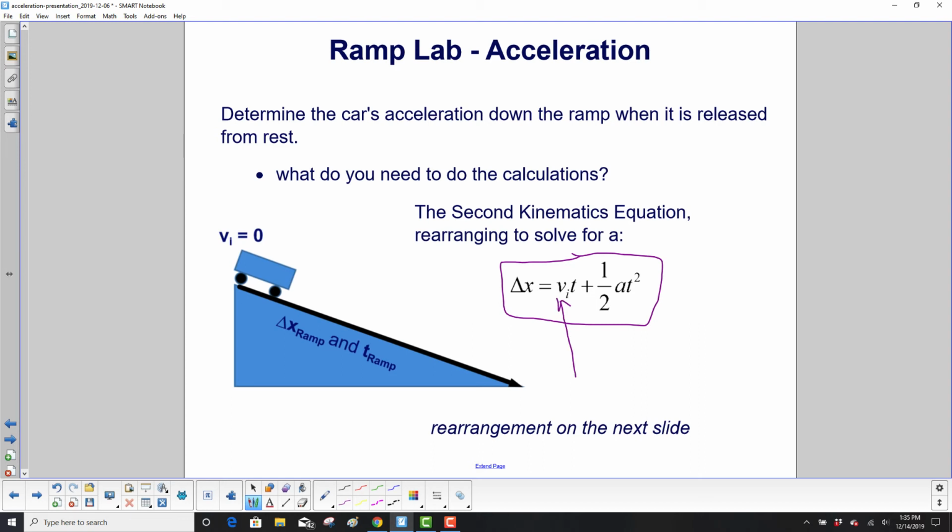We know what vi is, it's 0, so this term actually cancels out. We'd like to find the acceleration, that's our given. We've measured the time, and we've measured the displacement. So we just have to rearrange that to solve for a.